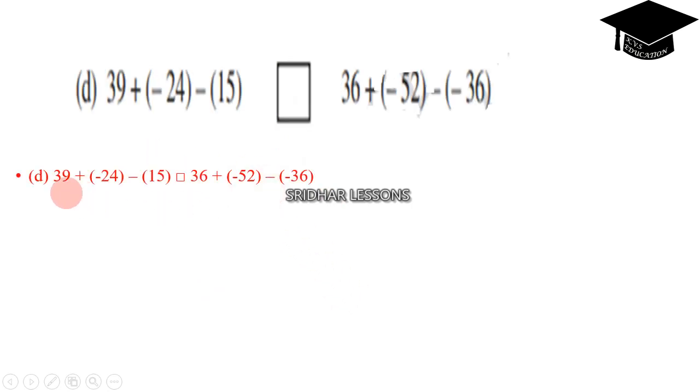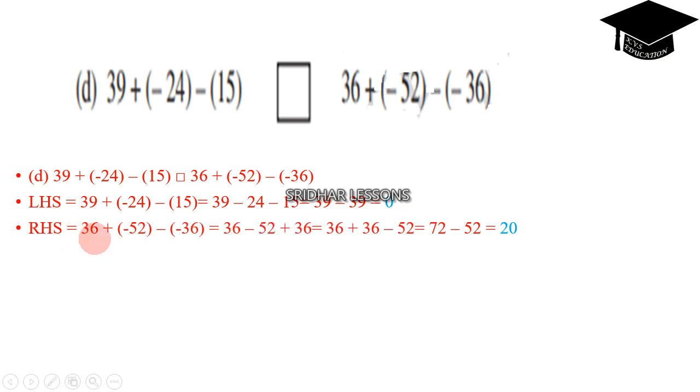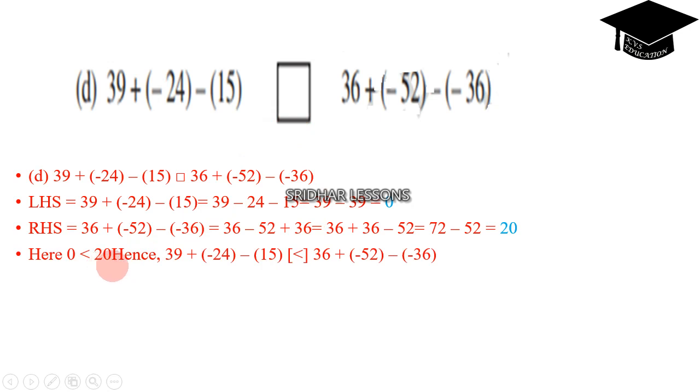Question D. 39 plus of minus 24 minus of 15. We will take the LHS value. 39 minus 24 minus 15. This is equal to 39 minus 39, which is equal to 0. And RHS, 36 plus of minus 52 minus of minus 36. We can rewrite this as 36 minus 52 plus 36. That means 72 minus 52, which is equal to 20. So here we have the symbol less than, because 0 is less than 20, we know.